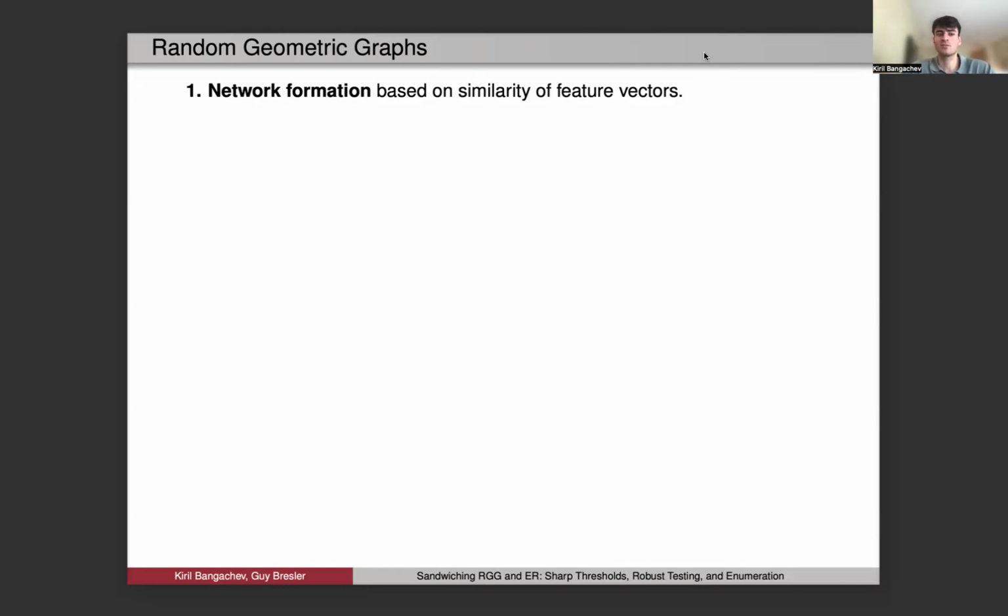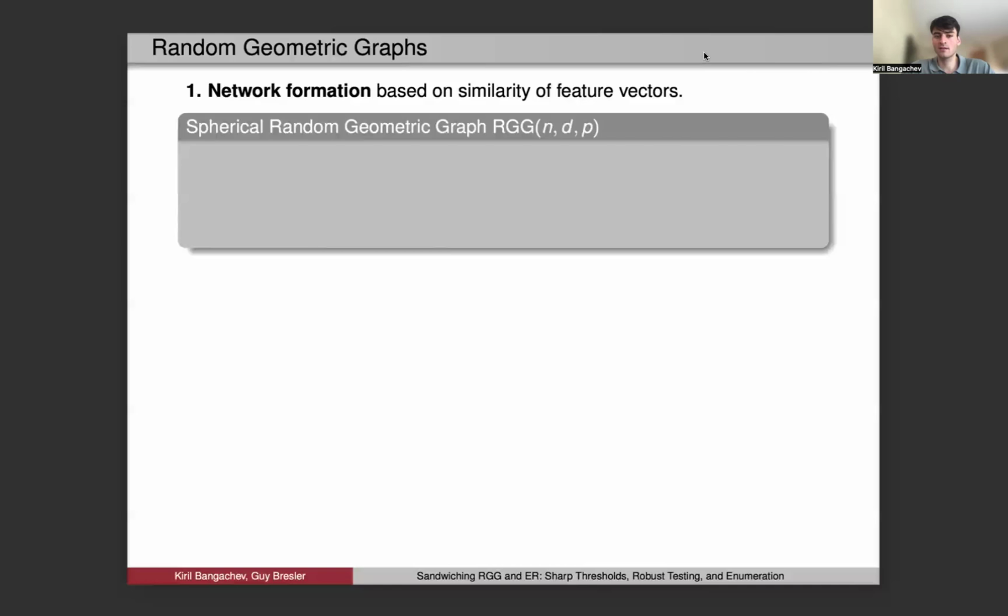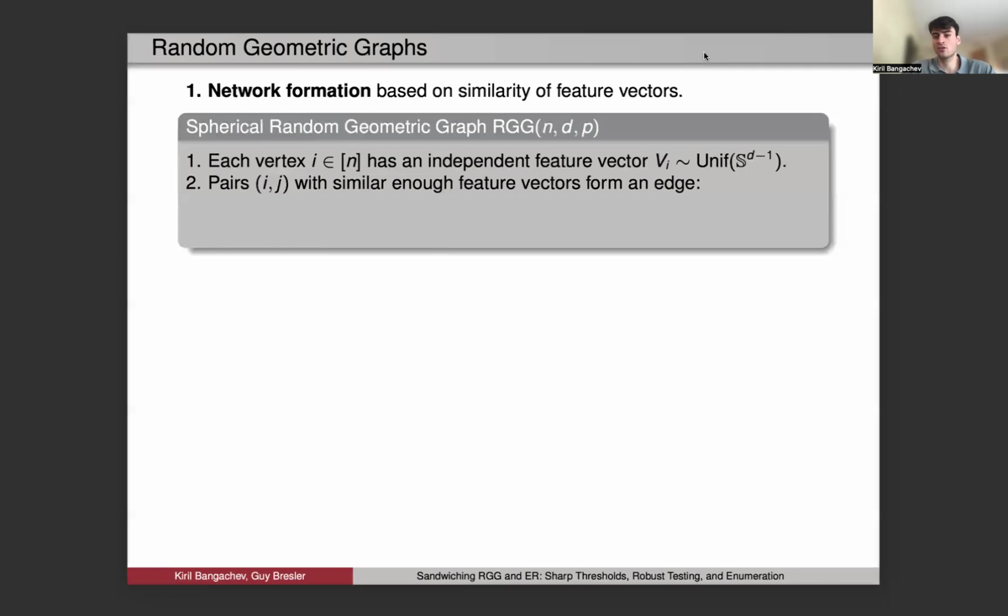To rigorously study such networks, we need a rigorous mathematical model. And one such model is spherical random geometric graph, which has been studied quite a lot in the theoretical computer science community in recent years. More concretely, every vertex in an n-vertex graph has an independent feature vector, which is uniformly distributed on the d-dimensional sphere. And once we have those vectors, pairs of vertices whose vectors are close enough form an edge. Specifically, whenever the inner product is above some threshold, chosen so that the marginal edge probability is p, we place an edge between i and j.